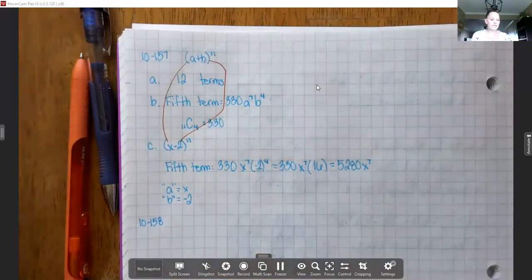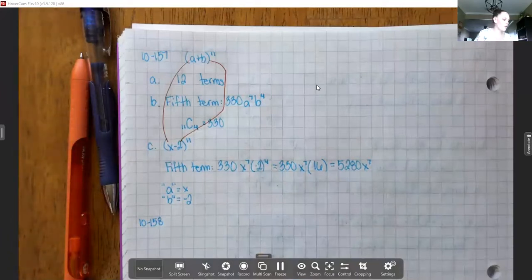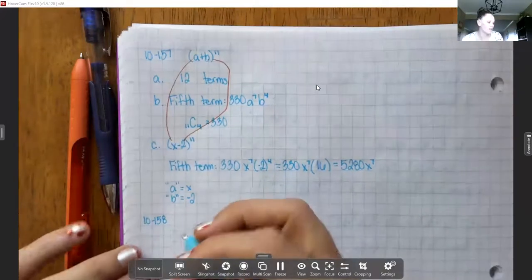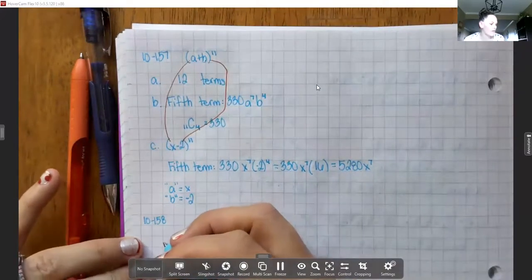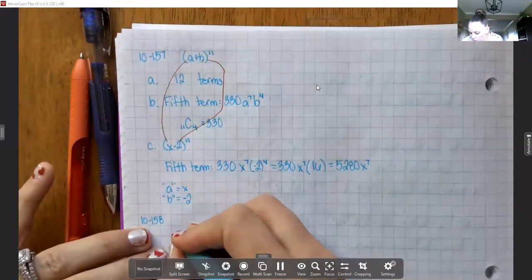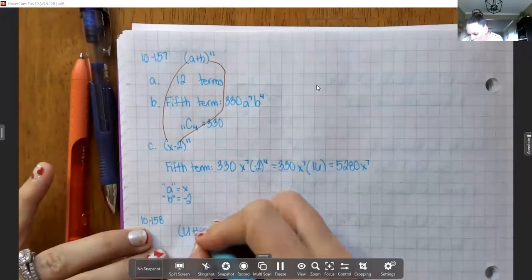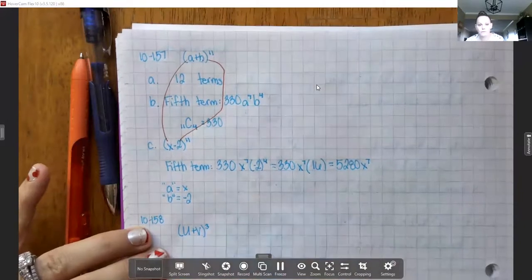So sometimes they'll just ask for one term, and sometimes they'll ask for the whole thing. So on this next one, it says use Pascal's triangle to rewrite u plus v cubed in expanded form, then answer the questions. So u plus v cubed.